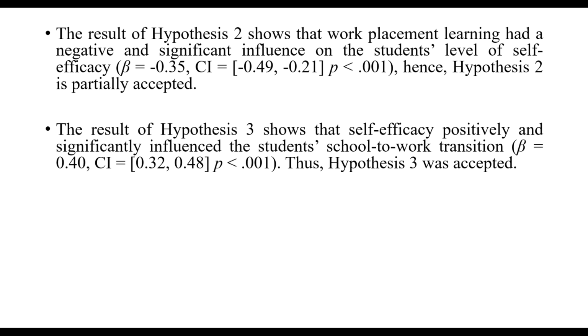This is what the result is trying to explain to us. The result of hypothesis 3 shows that self-efficacy positively and significantly influenced the student school to work transition, and then you can see the beta weight equal to 0.40.